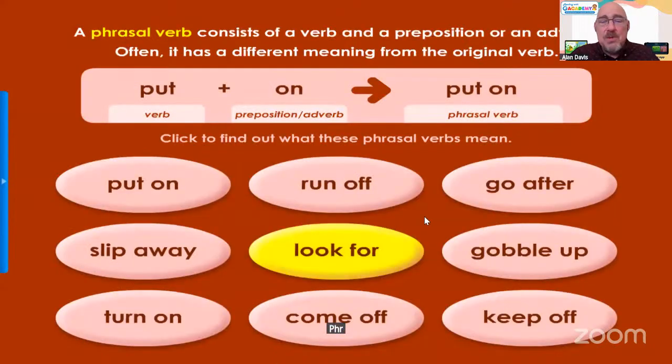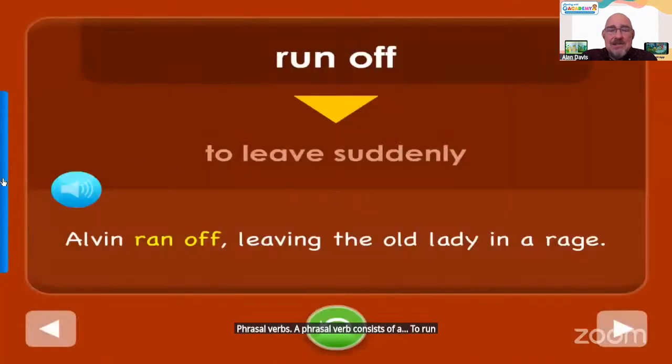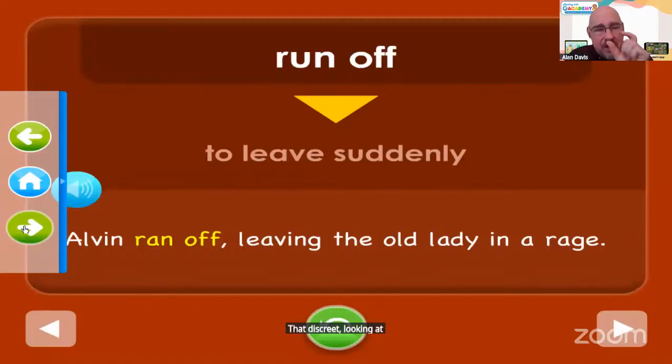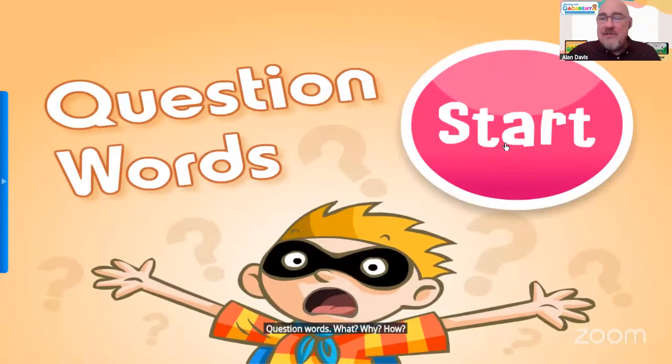Phrasal verbs. I'll open this really quickly. A phrasal verb consists of, to run off means to leave suddenly. Okay. Discrete, looking at specific phrases and what they mean. Question words. And then what, why, how. My favorite and how it relates.